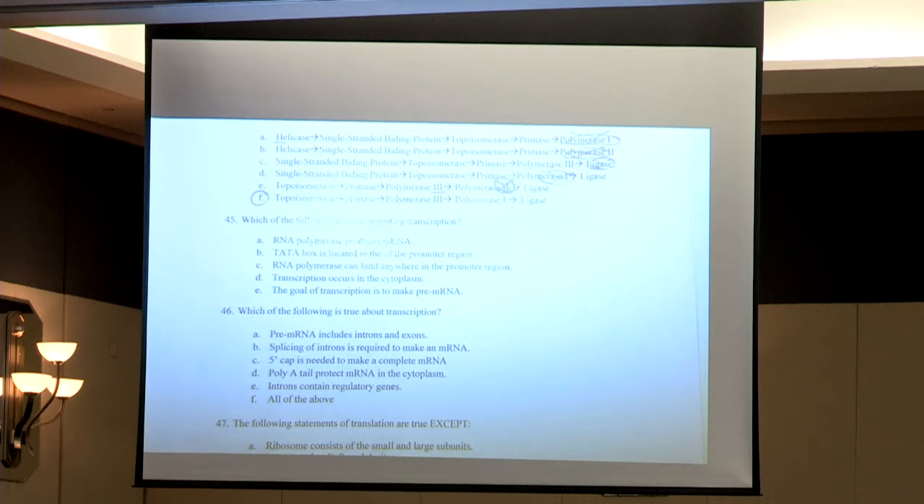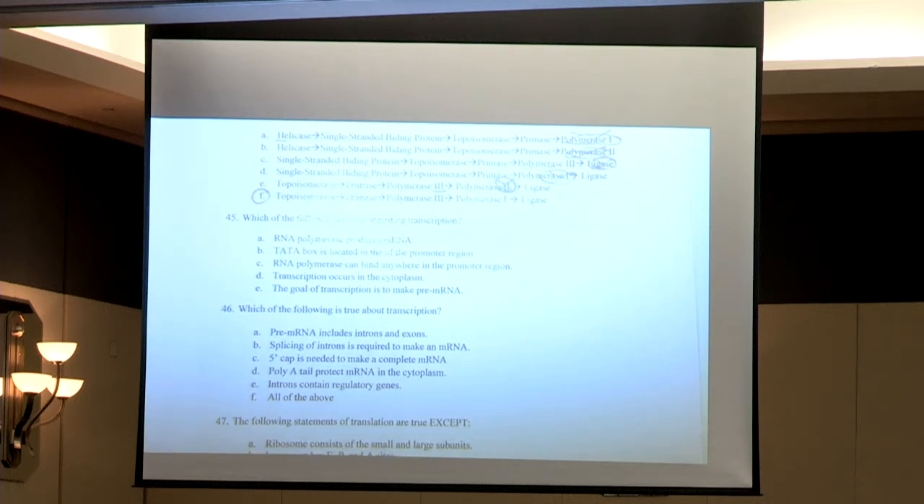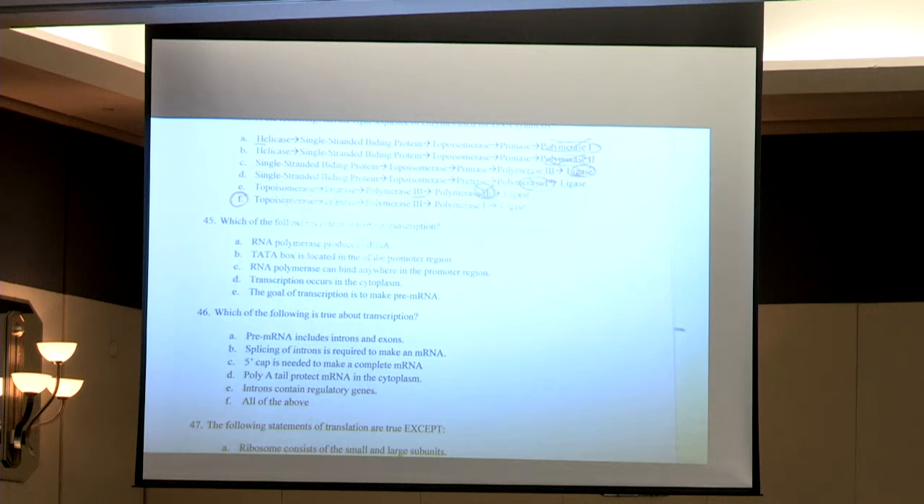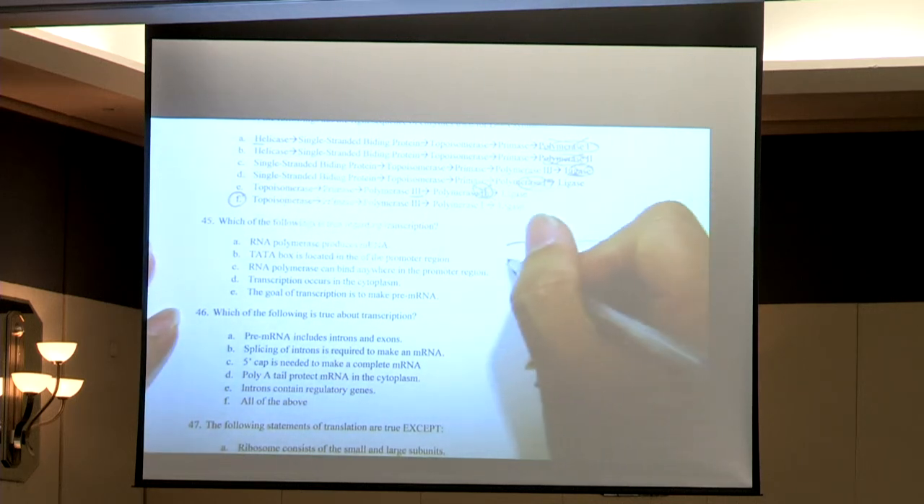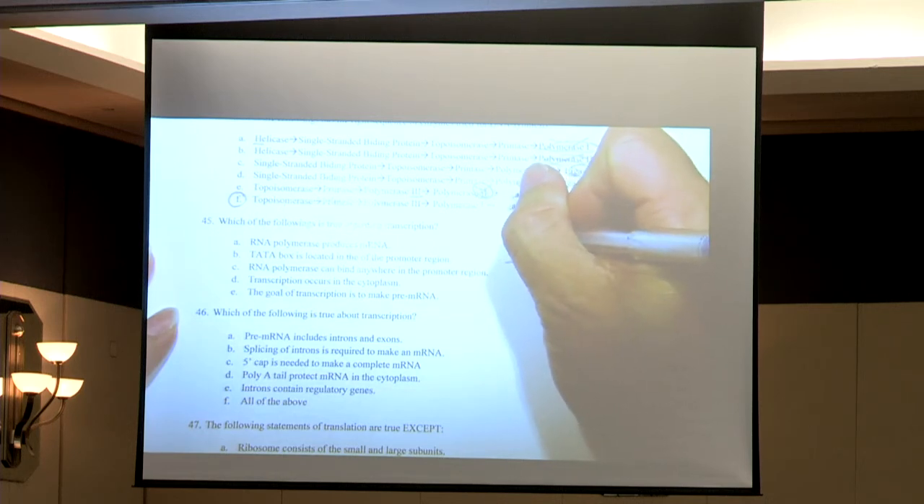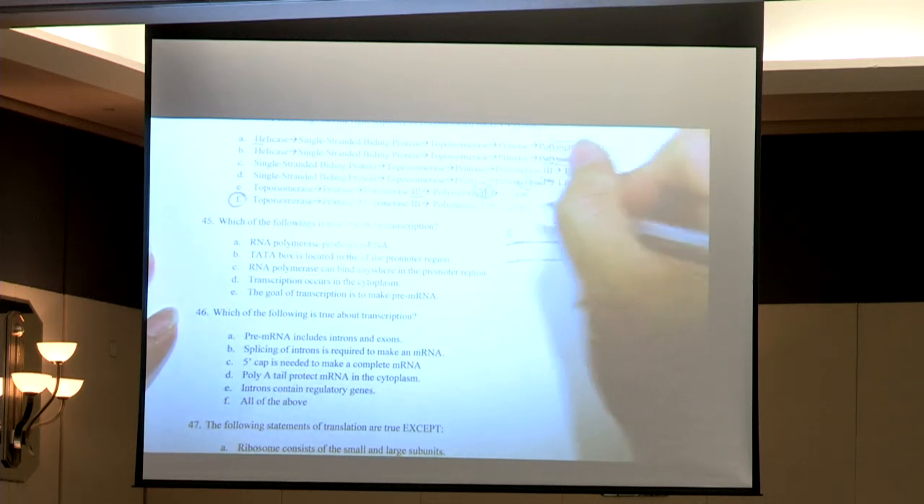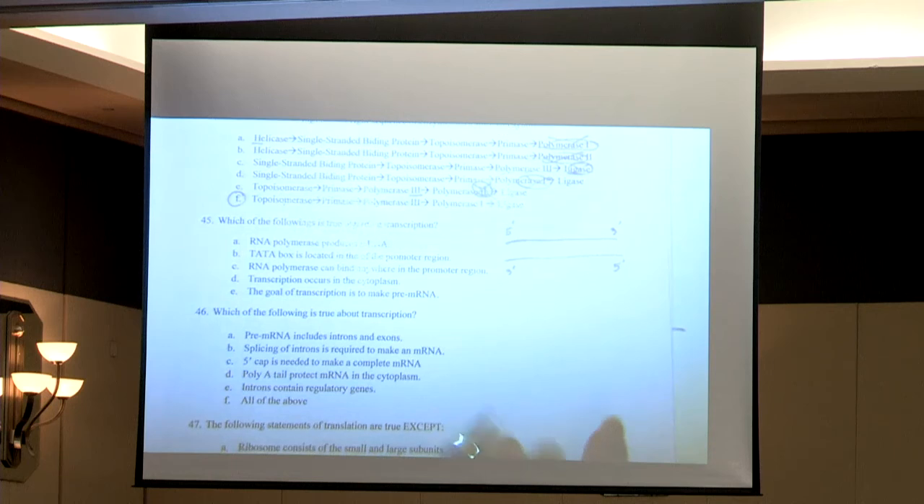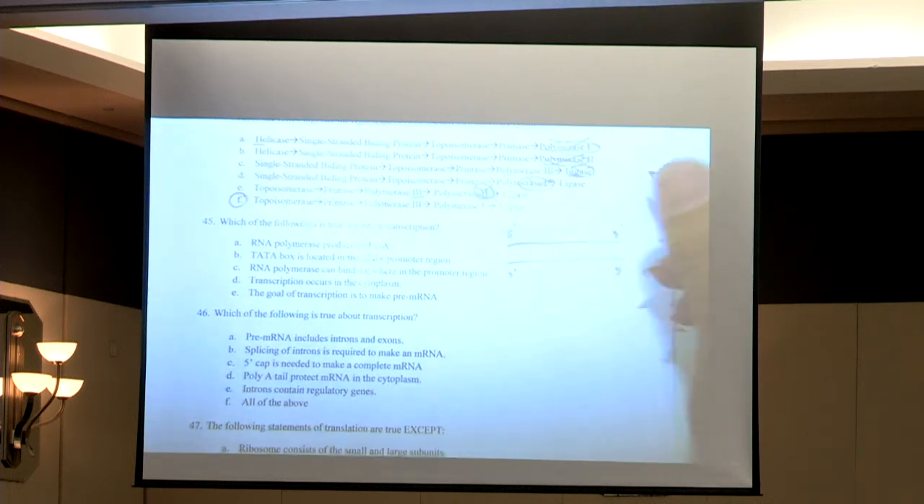Okay, so the first one, which of the following is true? I guess we can go through this a little bit. So how do we start? If we have the DNA, we have DNA from 5 to 3, and 3 to 5. So for DNA transcription, which one is the template strand? The template strand for protein synthesis is from 3 to 5, right? So this one is a template strand.